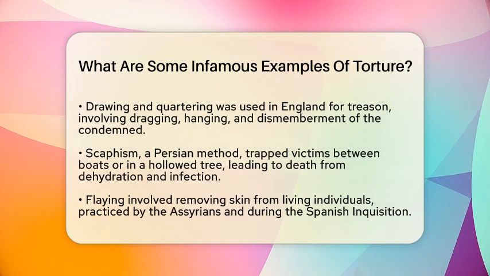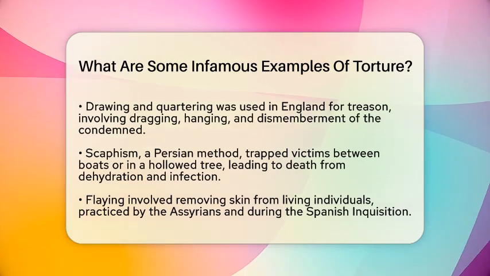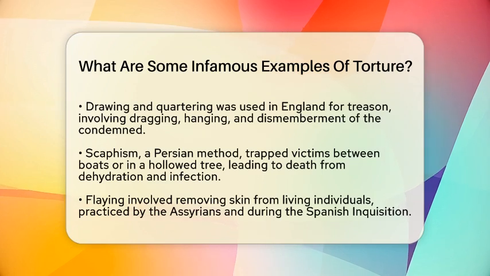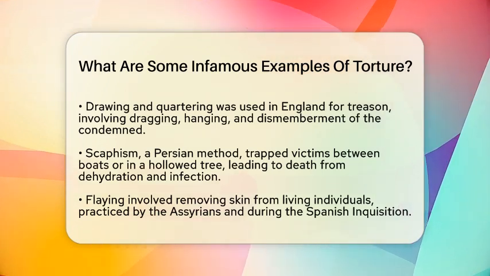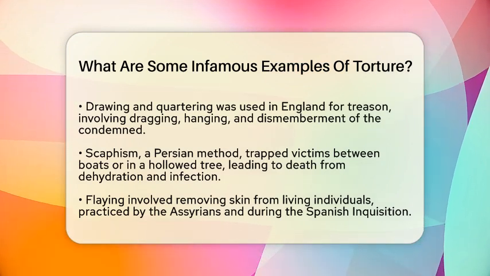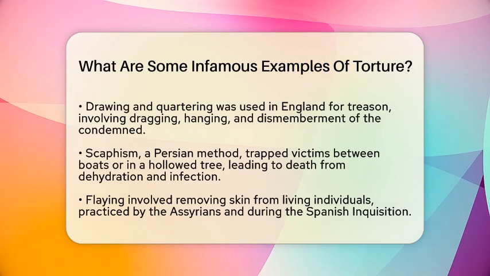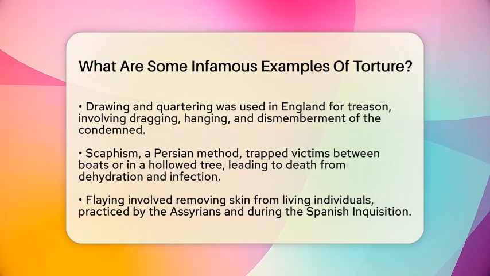Scaphism, described by ancient Greeks, was a horrific Persian method. The victim was trapped between two boats or in a hollowed-out tree trunk. They were force-fed milk and honey, leading to severe diarrhea. Left exposed to insects and the elements, death resulted from dehydration and infection.